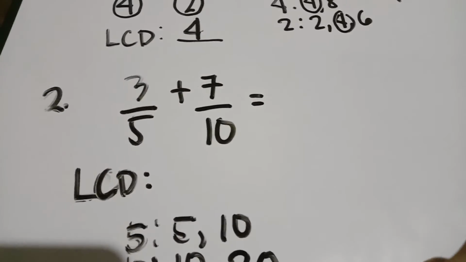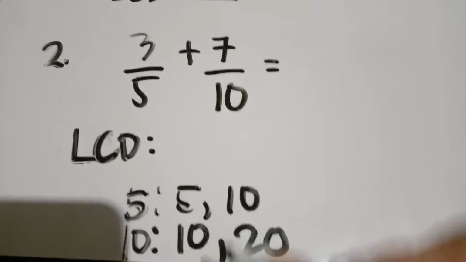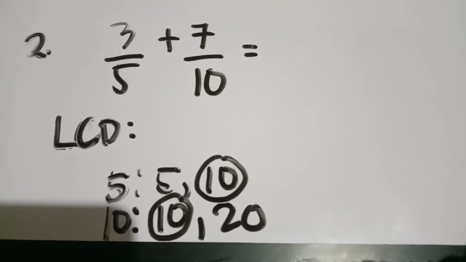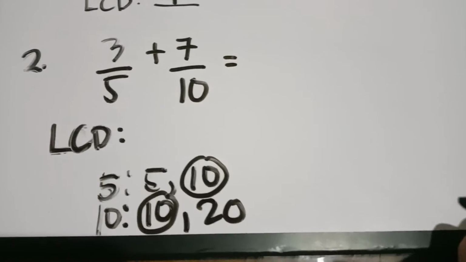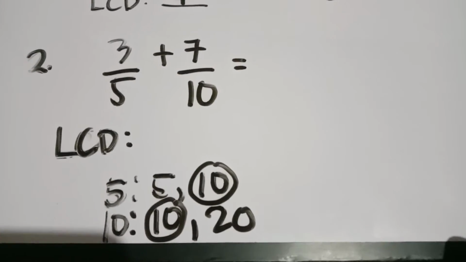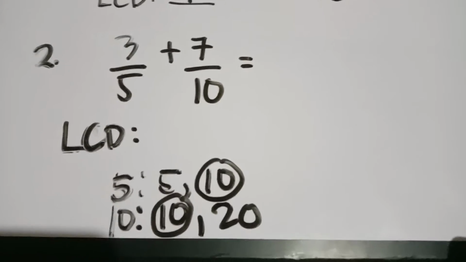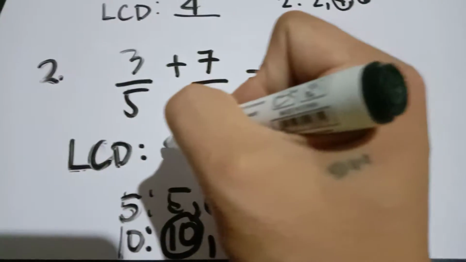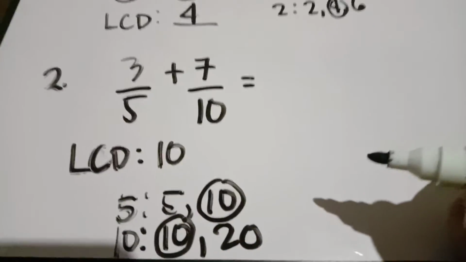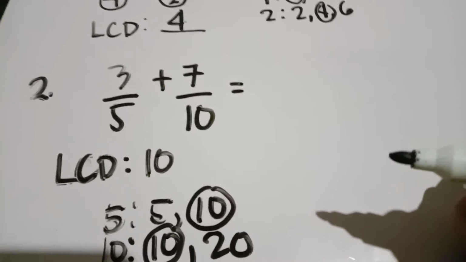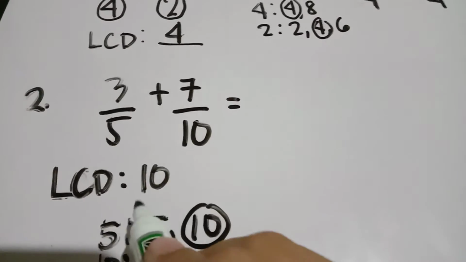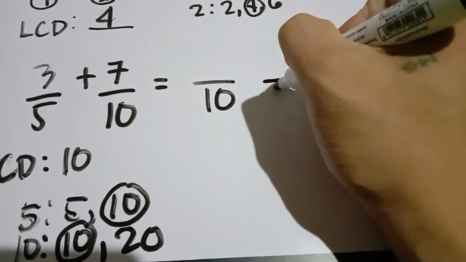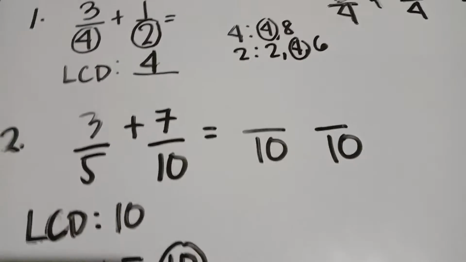So, hanggang dyan na lang po. We need to stop here kasi andyan na po yung common multiple na 10. Okay. So, again, sinabi ko kanina na the first common multiple that will appear will be our LCD. Yun na yung magiging LCD. So, therefore, the LCD of 3/5 and 7/10 is 10. Okay. So, gagamitin ngayon natin yung LCD na yan as our new denominators. Yun na yung magiging bagong denominators natin.